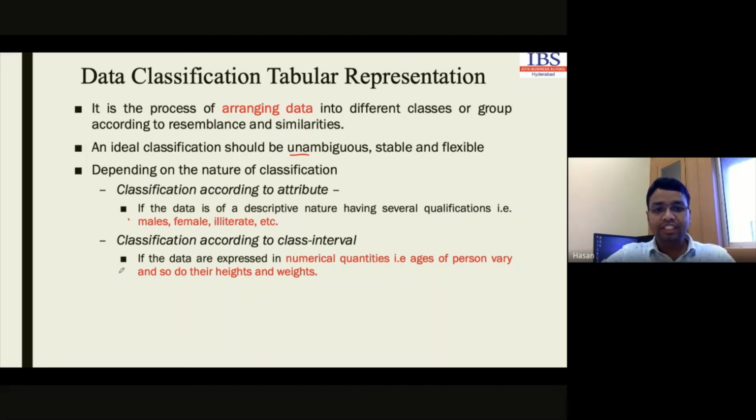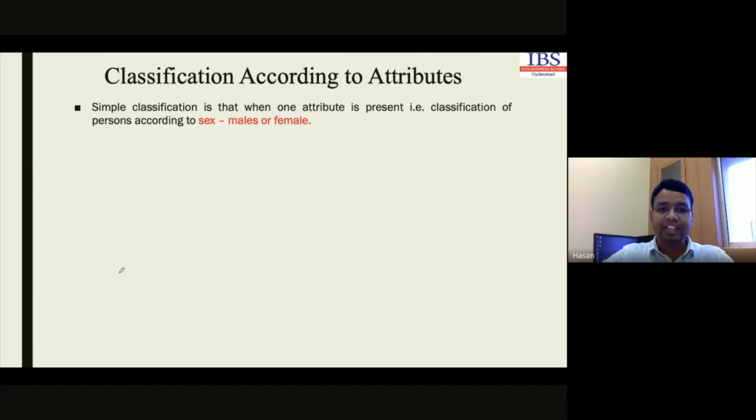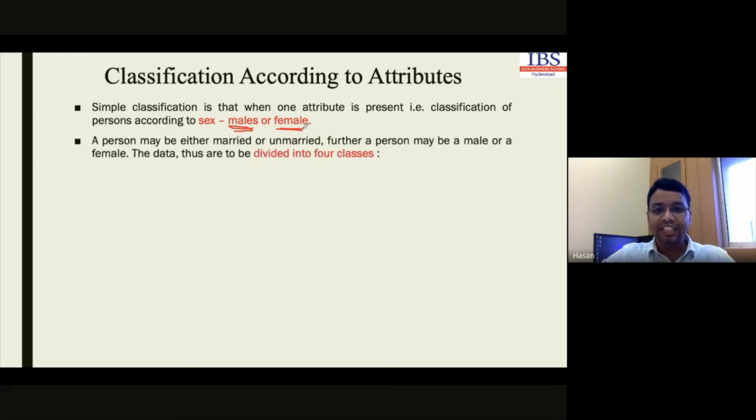Let's see classification based on attributes. Here, simple classification is when one attribute is present, such as male and female. If male may be married, female may be married, there will be another attribute. So in this way we can consider married male, married female, unmarried male, unmarried female.